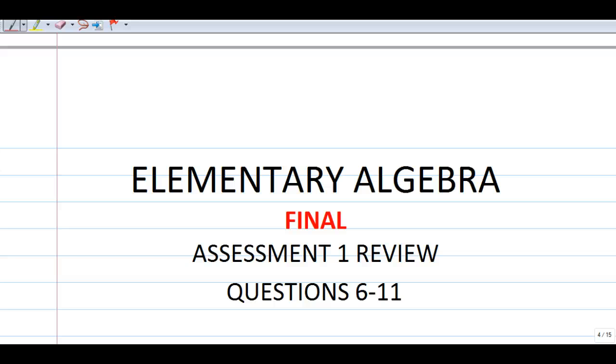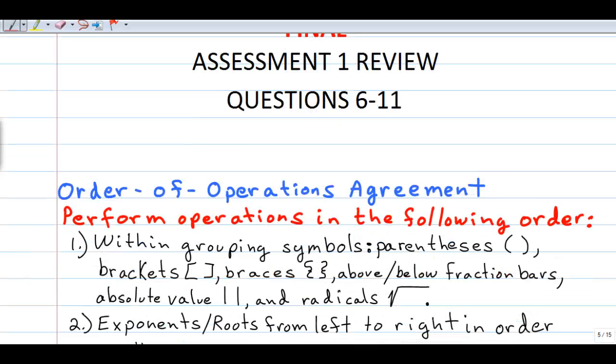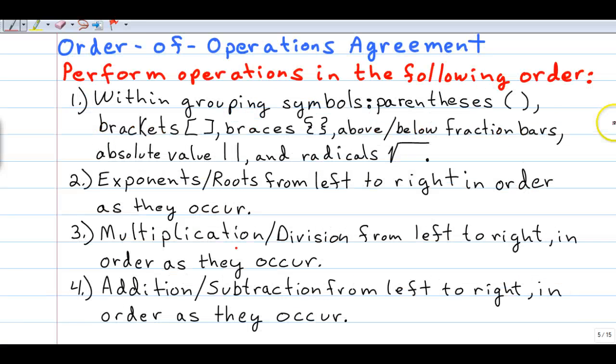Elementary Algebra, Final Assessment 1, Review, Questions 6 through 11. In this section, you'll be dealing with problems that need to be completed by following the Order of Operations Agreement. The Order of Operations Agreement has you complete 4 individual steps.